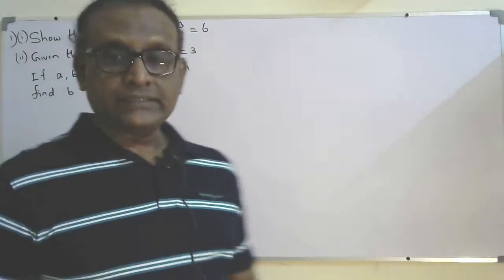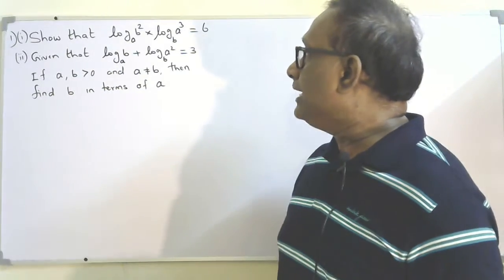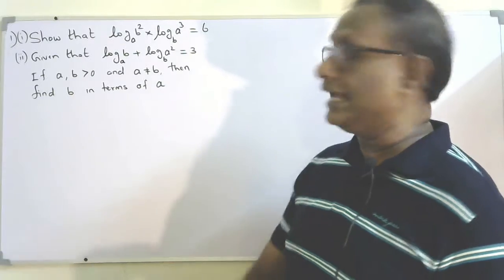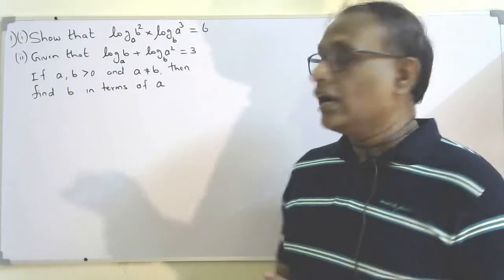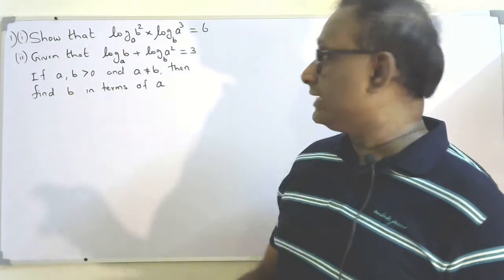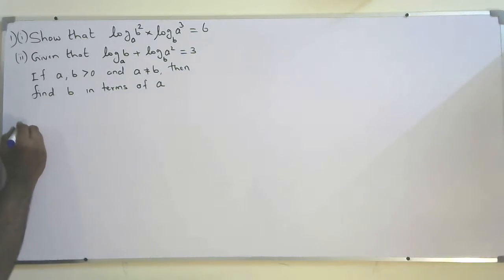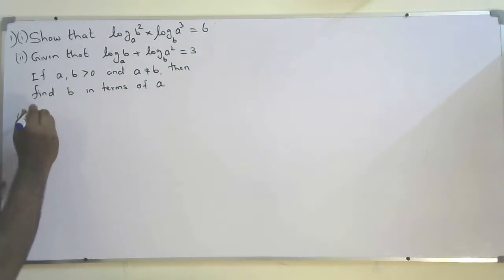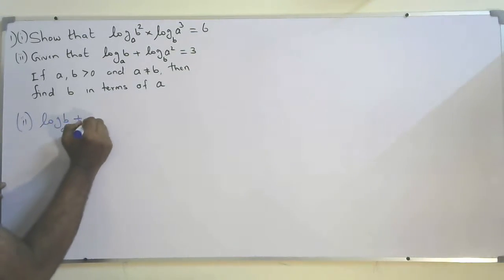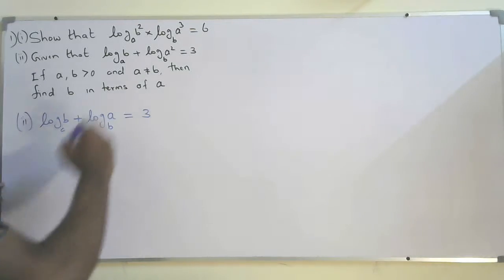Okay, second part. Given that log a of b plus log b of a squared equal 3, we need to get a relationship between a and b, or I need to find b in terms of a, but a and b both are positive and a is not equal to b. Okay, so we'll try the second part. So it's given log a of b plus log b of a squared equal 3.